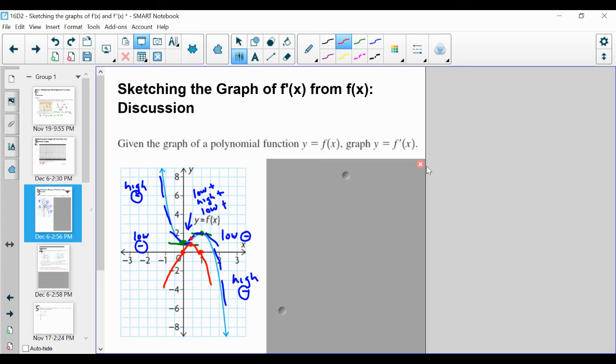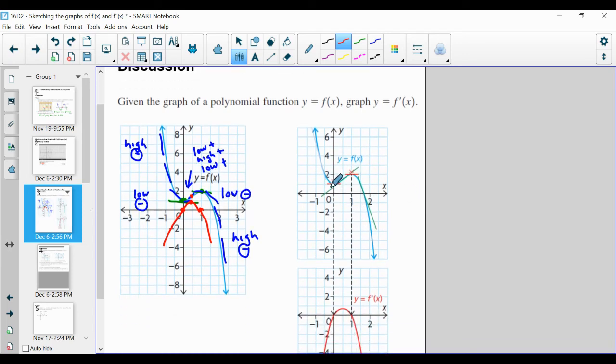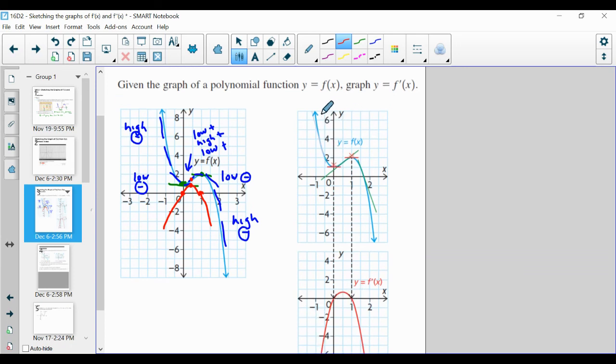If we take a look at the solution here, we'll see the same ideas, where we have maxes or mins, we have zeros on my function. Where it is decreasing, it's going from steep to less steep. I'm going from higher negative values to lower negative values, and likewise on the other side.